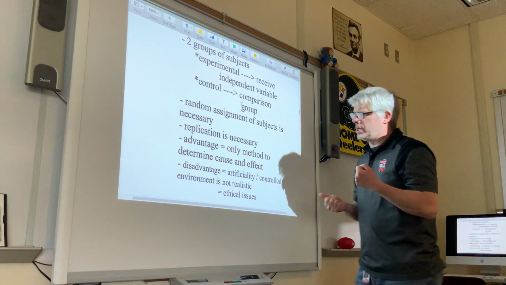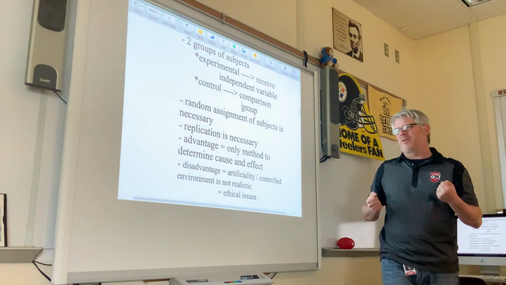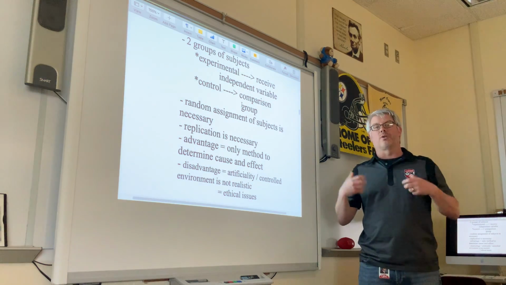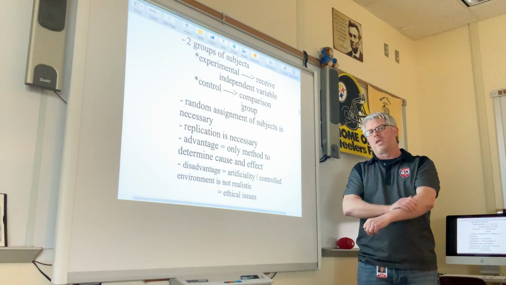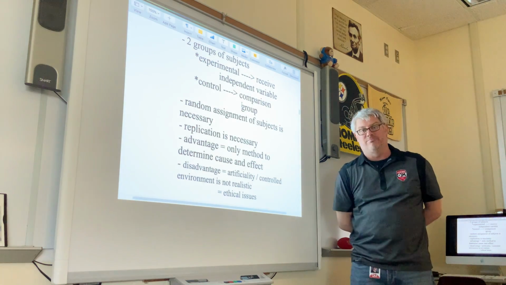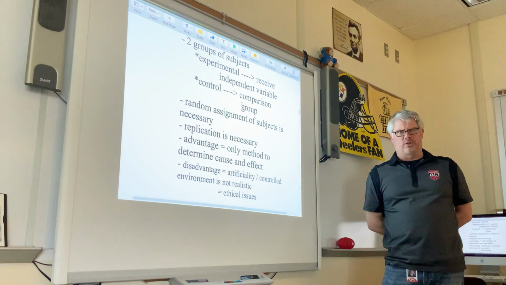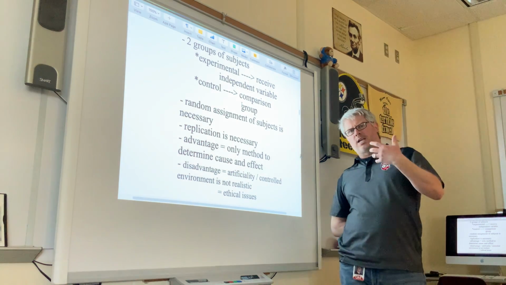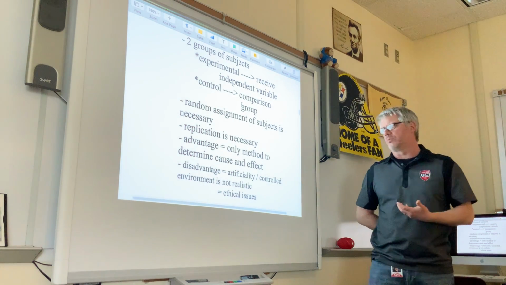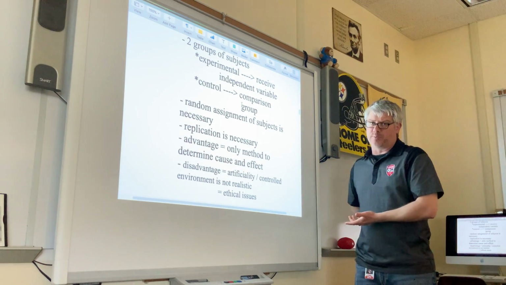Big disadvantage is that the experiment is the most artificial of the different research methods. Where are experiments usually done? They're done in a lab. So it's a real artificial environment. There's always the risk that you're not getting natural behavior from your subjects, especially when you're talking about your subjects being human beings.